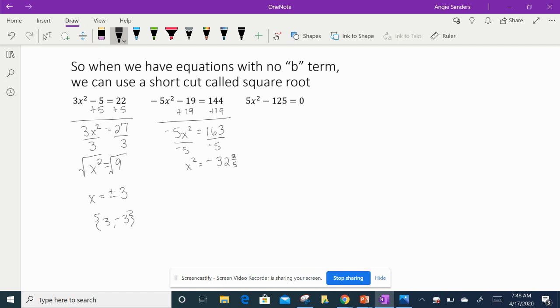At this point, it really doesn't matter because if x squared is equal to a negative, there is no way that I can solve that one. And so in this case, there is no solution.